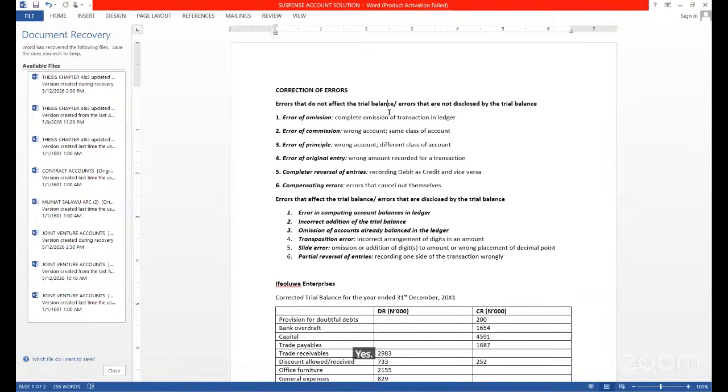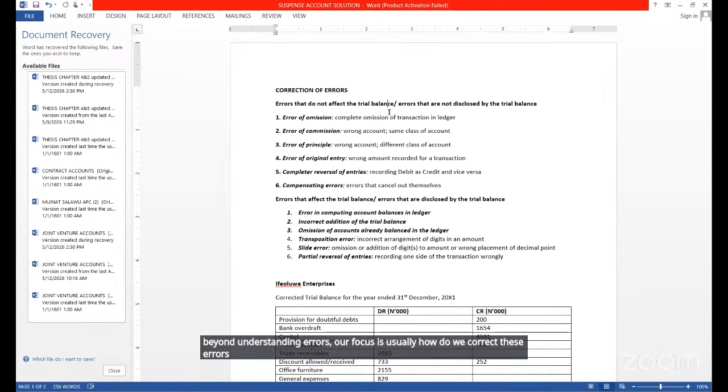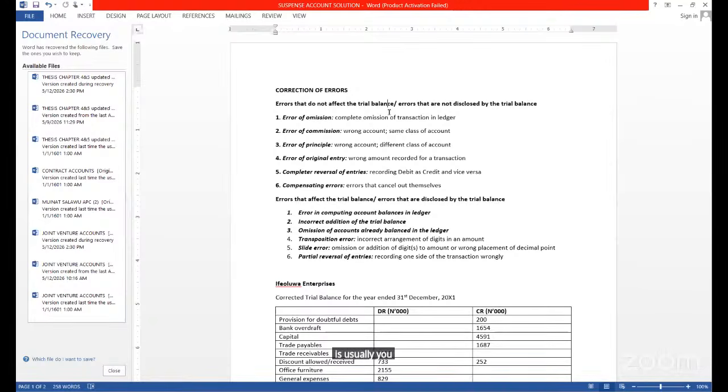Beyond understanding errors, our focus is usually how do we correct these errors. In correcting the errors, the first point of call is usually you find out that the trial balance you're giving would have a different debit total and a different credit total.